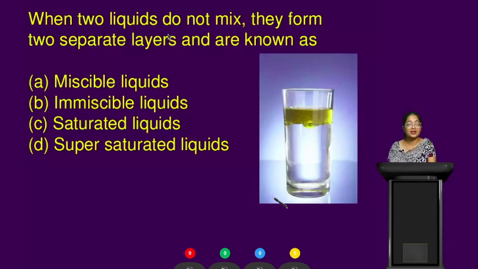So what do you think? Yes, the answer is immiscible liquids. We spoke a lot about this. So what happens? When two liquids do not mix, they form two separate layers. What are they known as? They are called immiscible liquids. Okay?